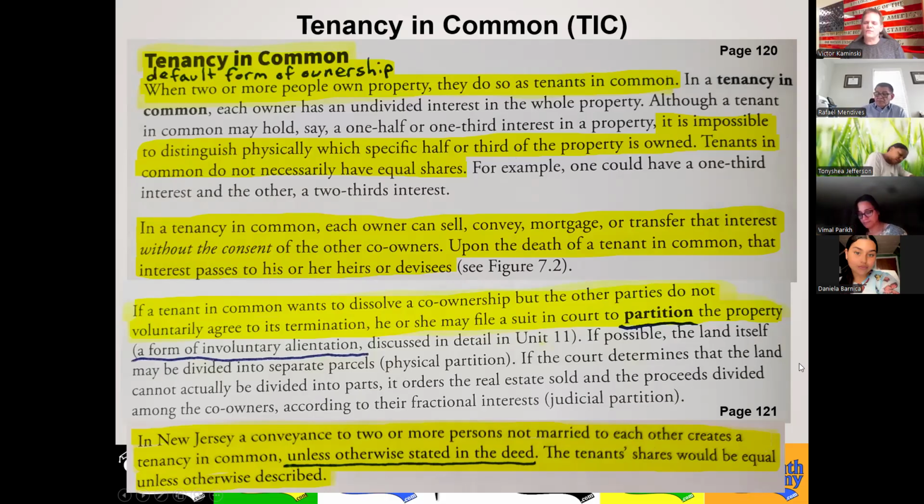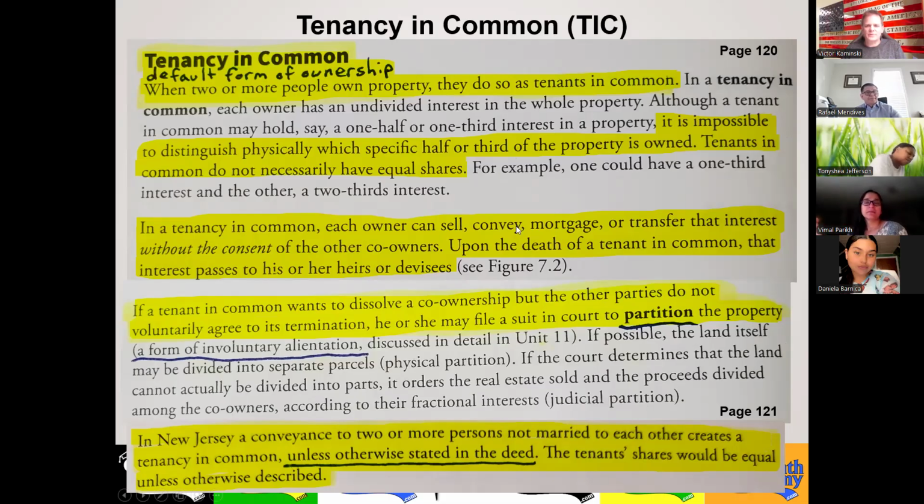So if you're putting up 75% of the cash and I'm putting up 25% of the cash for us to buy a building, you're putting up most of the money. If you don't state in the deed that you're a 75% owner, then we're 50-50. That's all that's saying.